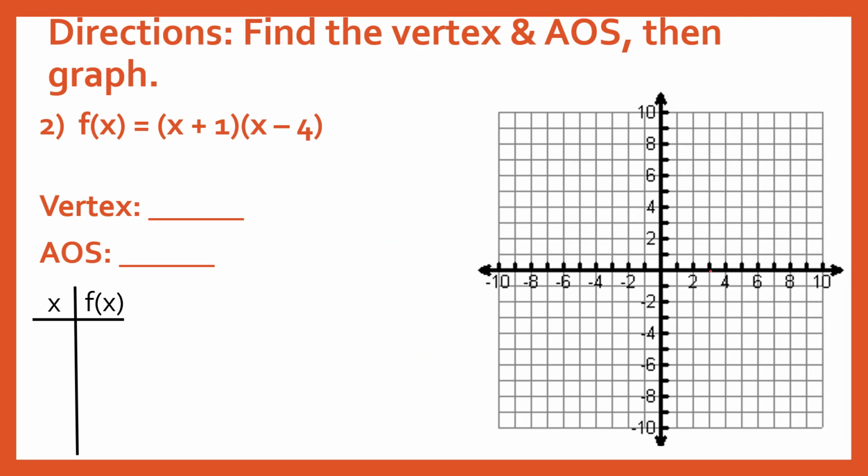Let's try another one. So x plus 1 equals 0, subtract 1 from both sides, x is equal to negative 1. So negative 1 is one of my solutions, and we can see clearly that 4 is the other. So negative 1 plus 4 divided by 2 gives us 3/2.